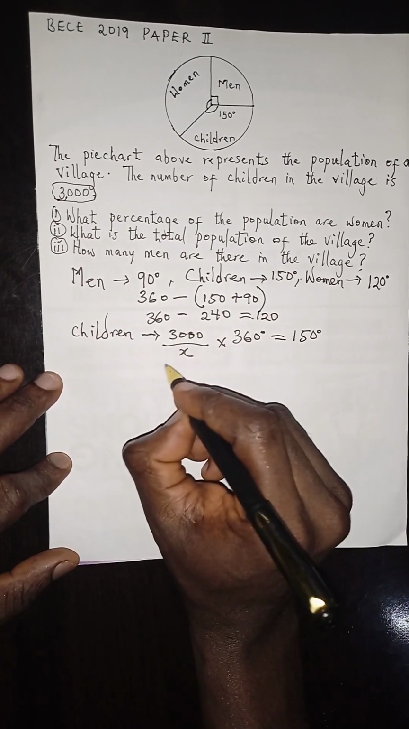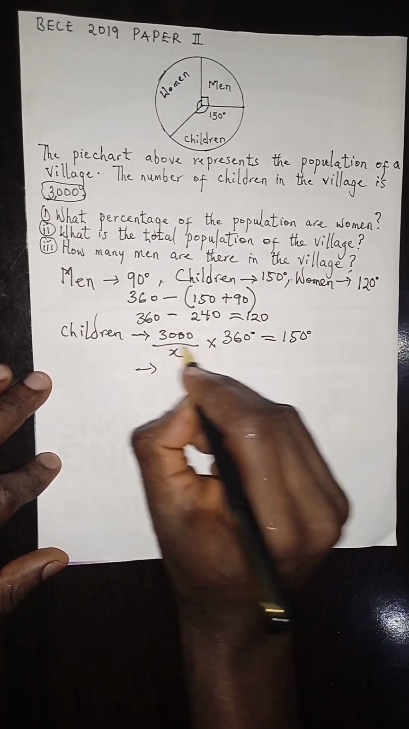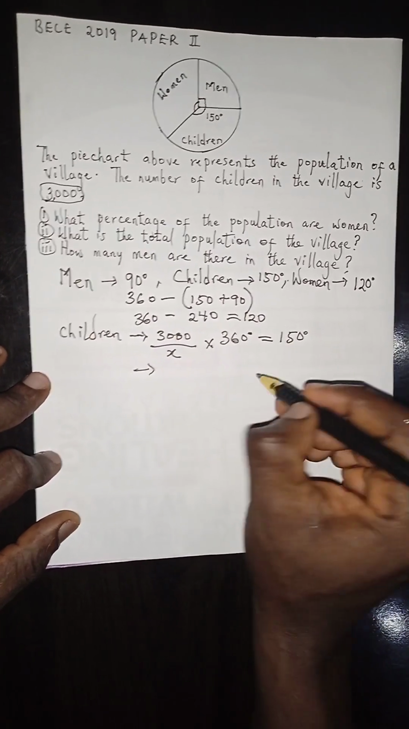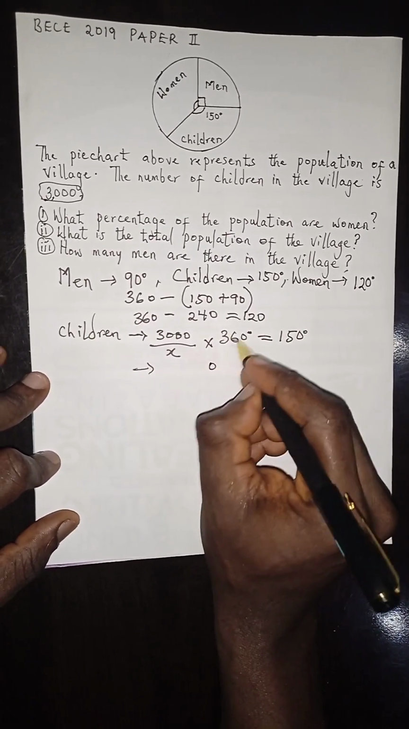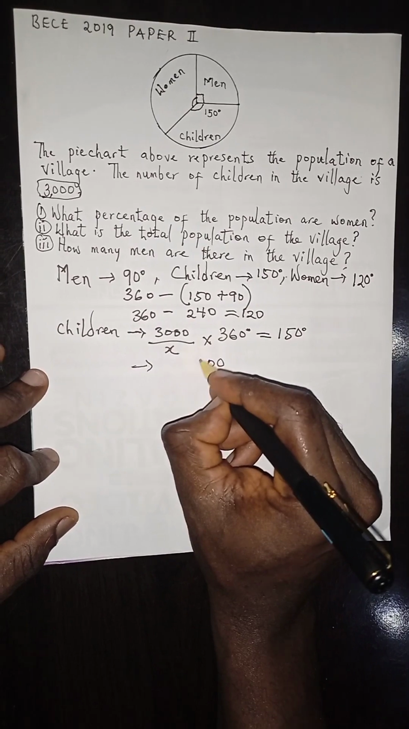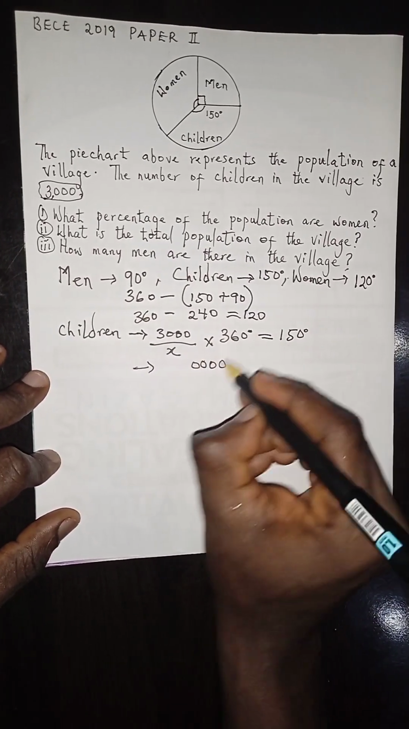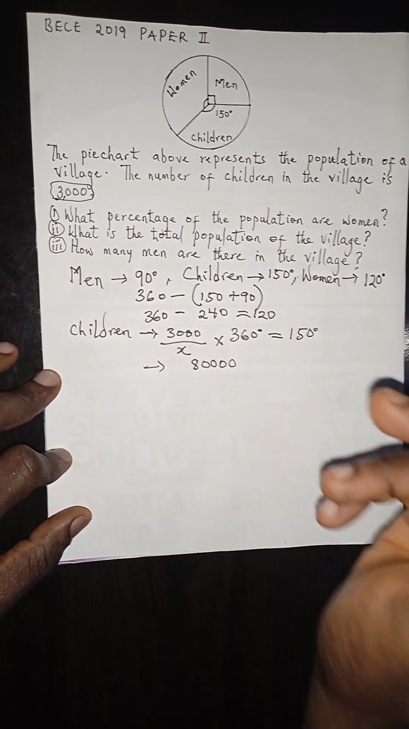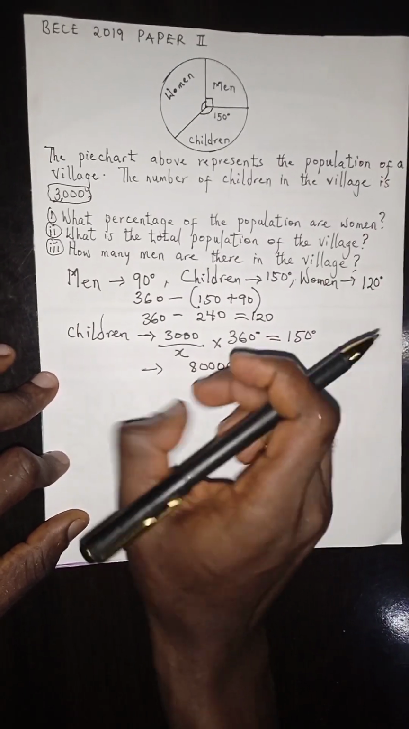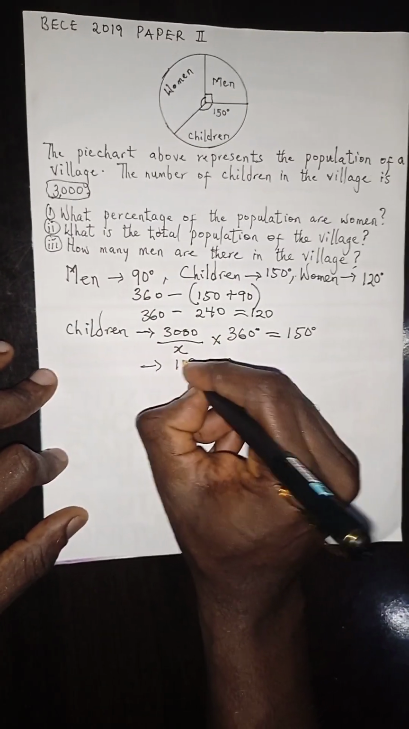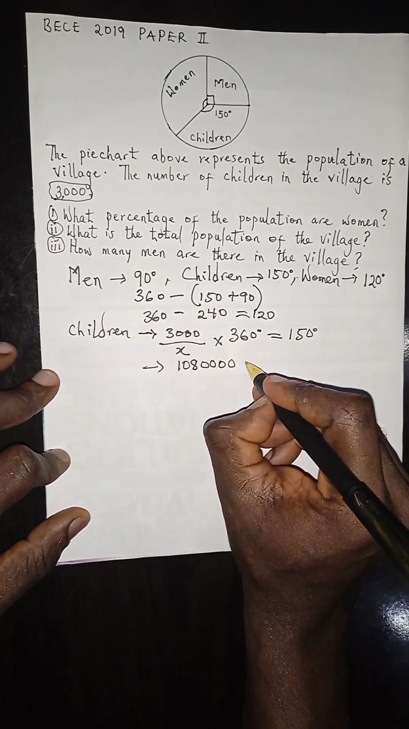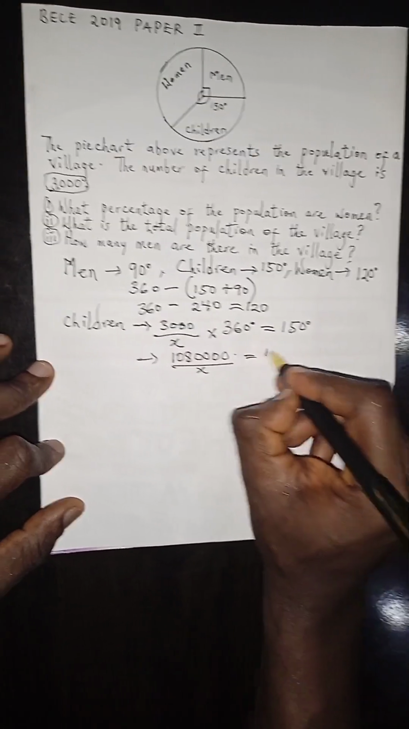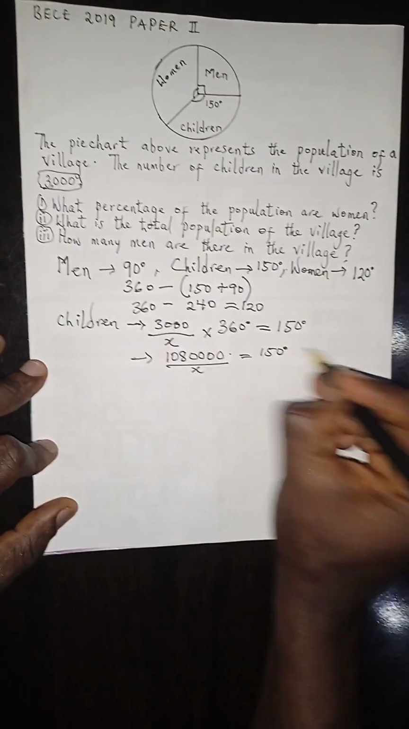Then we multiply. When we multiply 3,000 by 360, this is going to give us 0, 0, 0, 0. 3 times 6 is 18. 3 times 3 is 9 plus 1, that's 10. So we have this over x, then 150 degrees.